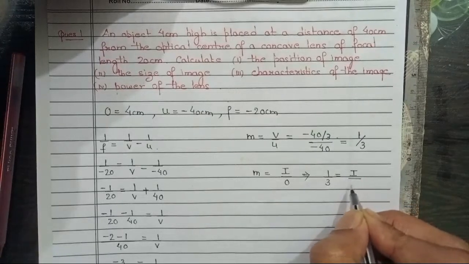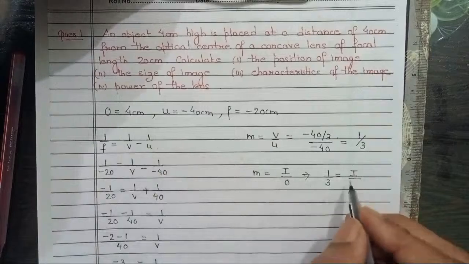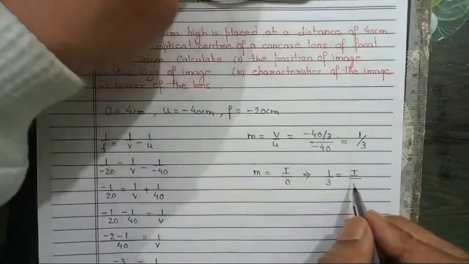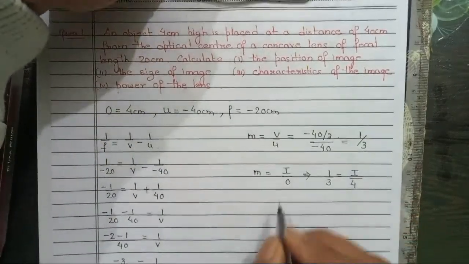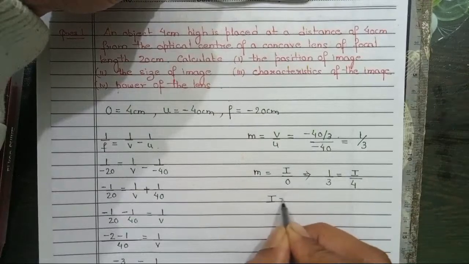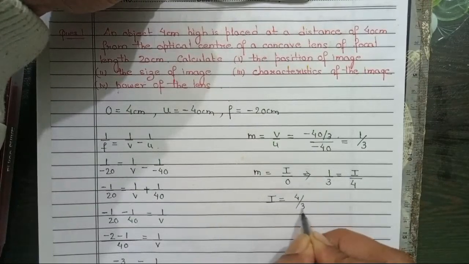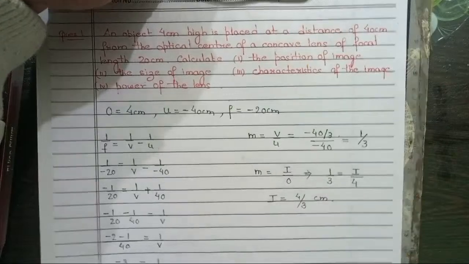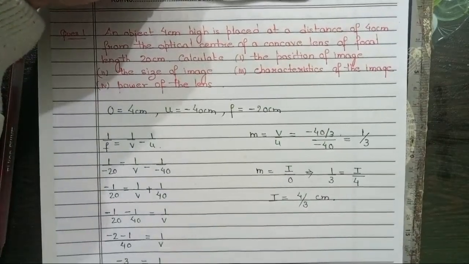O is the size of the object. So size of the object given to you is 4. So from here you can say image size is 4 by 3 centimeter. So we have got size of the image.